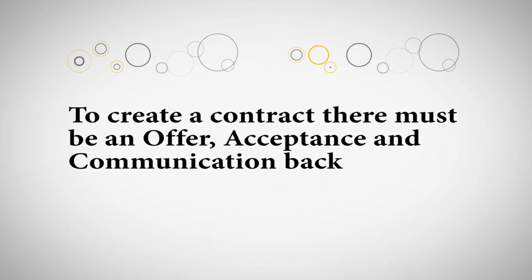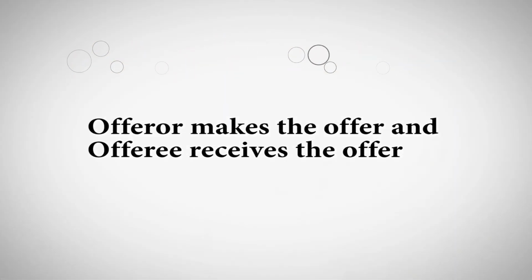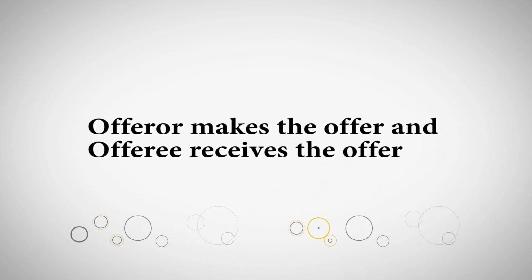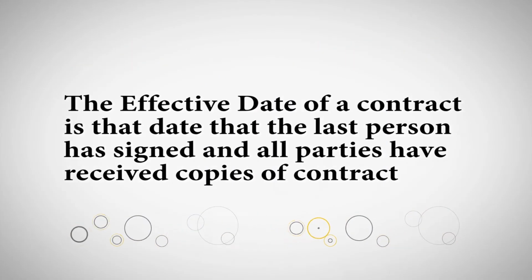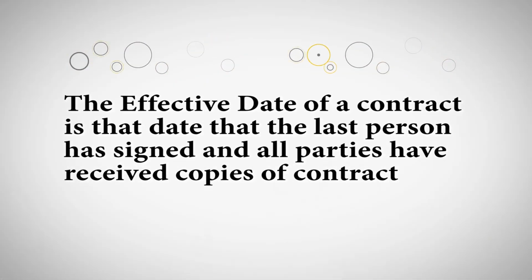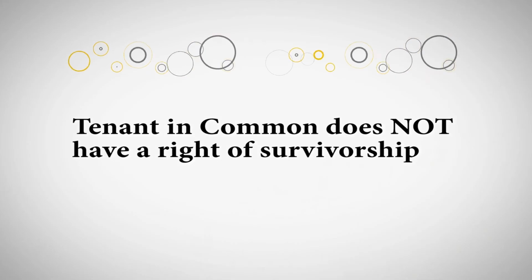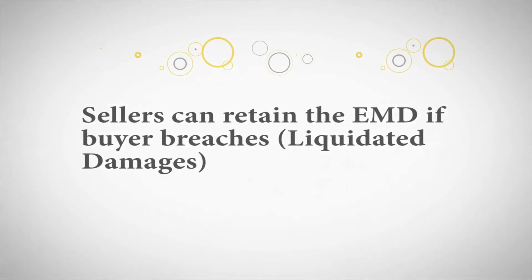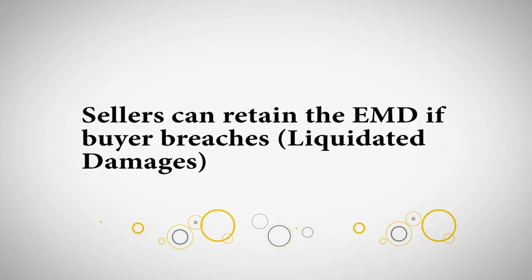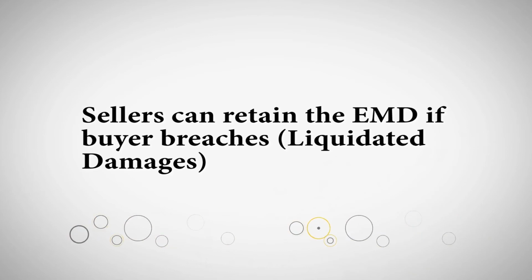To create a contract, there must be an offer, an acceptance, and a communication back. Offerors make the offer, offerees receive the offer. The effective date of the contract is the date that the last parties have signed and all parties have received a copy of the contract. A tenant in common does not have the right of survivorship. Sellers can retain the earnest money if the buyer breaches. We call that liquidated damages.